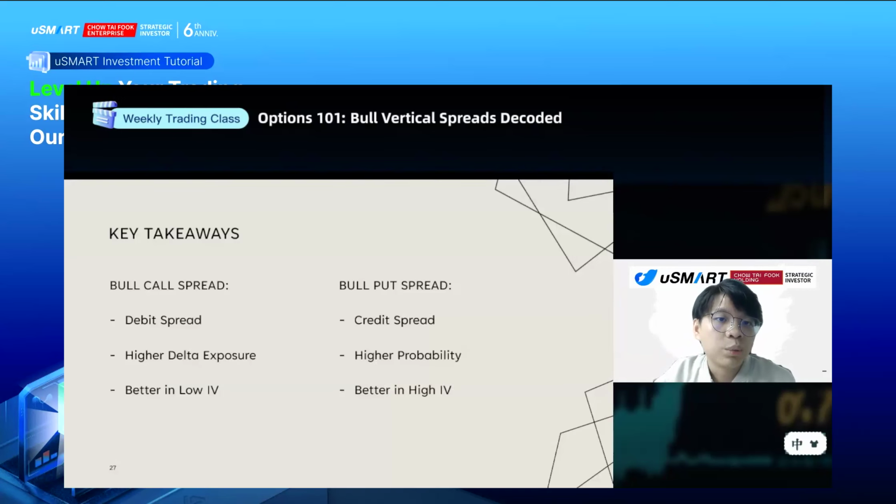That's it for today. We have already covered the two vertical spreads to be used in a bullish market.